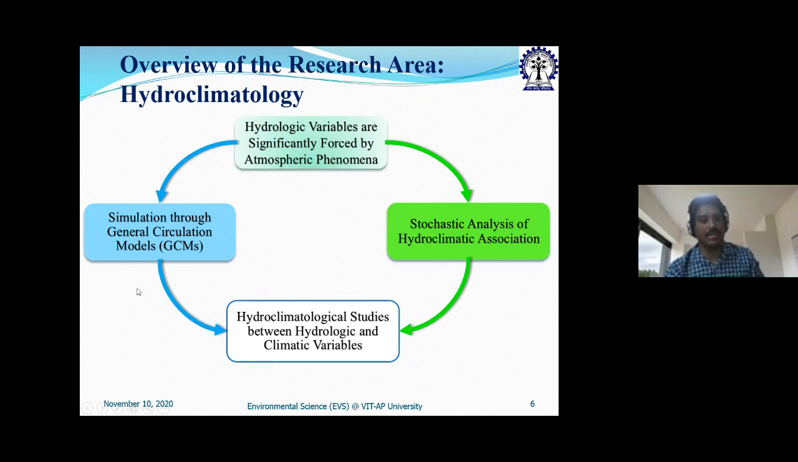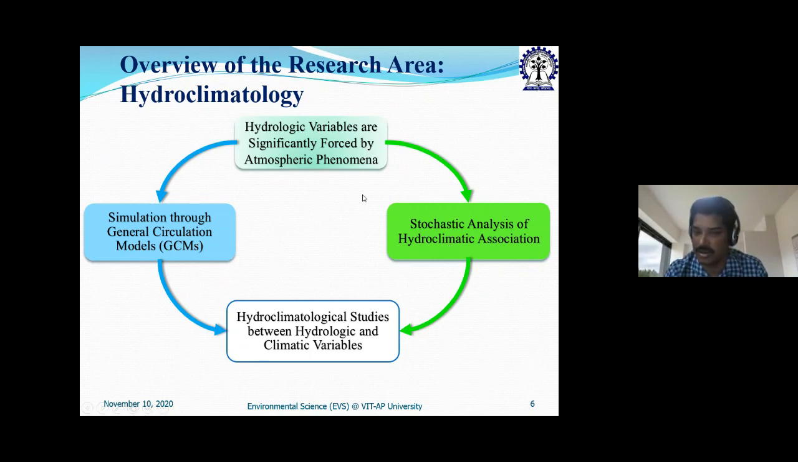If we do this kind of run through a general circulation model, whatever simulation result we get, we try to analyze it for its impact on the hydrologic domain. On the other side, there are some phenomena that we have seen in the atmosphere, and we see some of the responses in the hydrologic domain. Together, we call these hydroclimatic, or hydroclimatology.